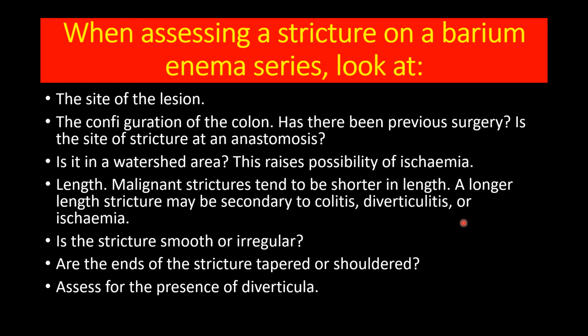Once we see the stricture, we should also see whether the stricture is tapering or has shouldering. If the stricture is tapering like this, it favors benign conditions. But if it has shouldering like this, then it favors malignancy. This is how we should look at the transition. Also, the presence of diverticula again favors diverticulitis causing the stricture.